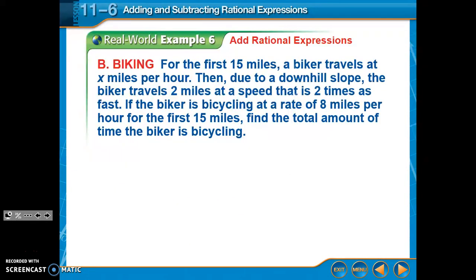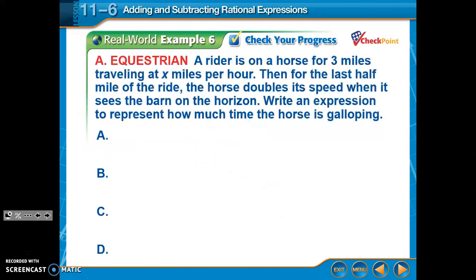So for part B, it says if the biker is bicycling at a rate of 8 miles per hour for the first 15 miles, find the total amount of time the biker is biking. So we just said that our time is equal to 16 divided by our x, or our rate. So we're putting in 8 miles per hour. So we're putting in 8 there. 16 divided by 8 is 2, and that's time, and we're measuring in miles per hour, so that's 2 hours. Okay. You guys try.